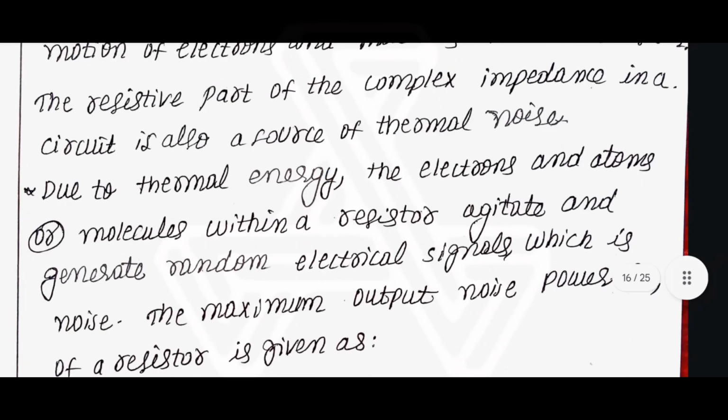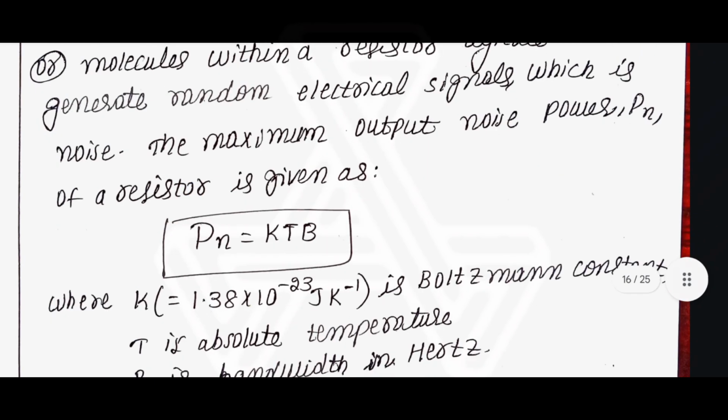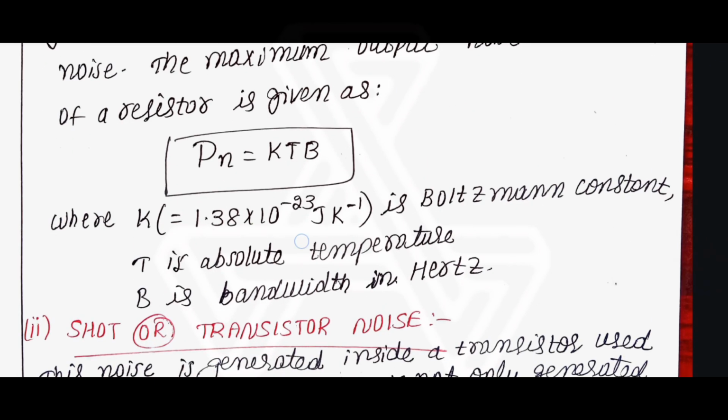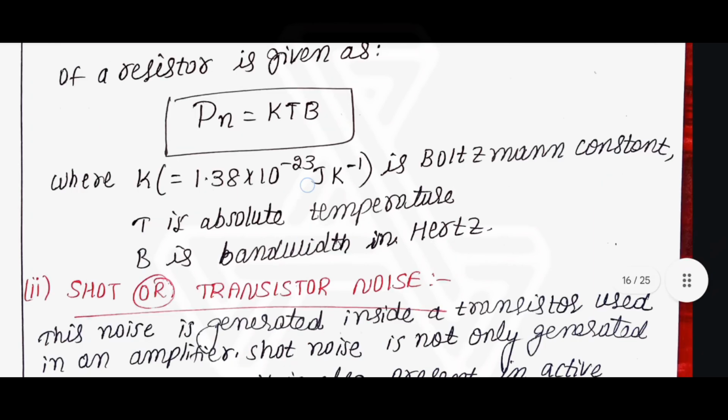Due to the thermal energy, the electrons, atoms and molecules within the resistors agitate and generate random electrical signals, which is noise. The maximum output noise power Pn of the resistor is given as Pn = kTB, where k = 1.38 × 10^-23 joule per Kelvin is the Boltzmann constant, T is the absolute temperature, and B is the bandwidth in Hertz.